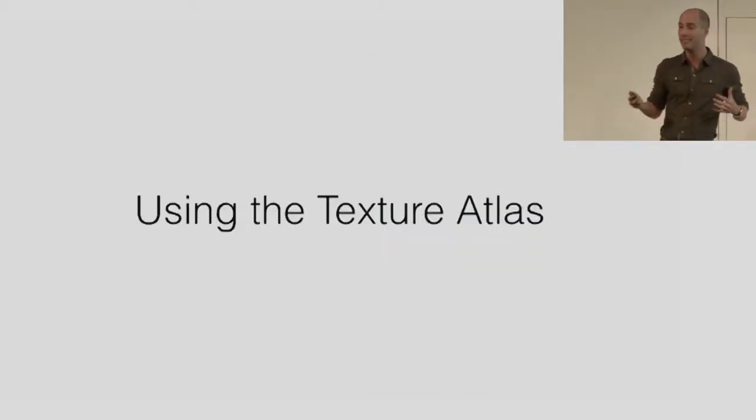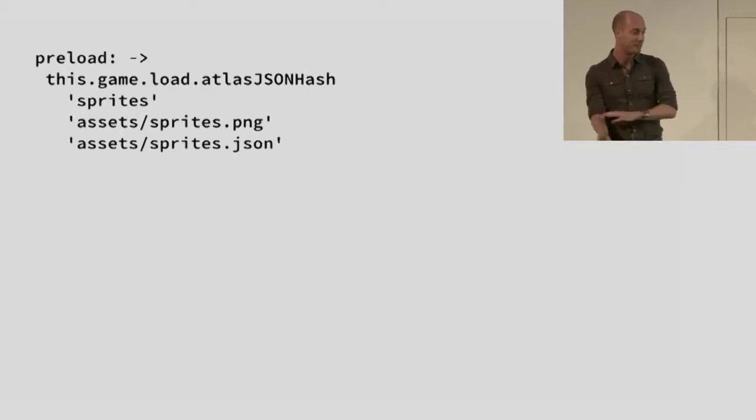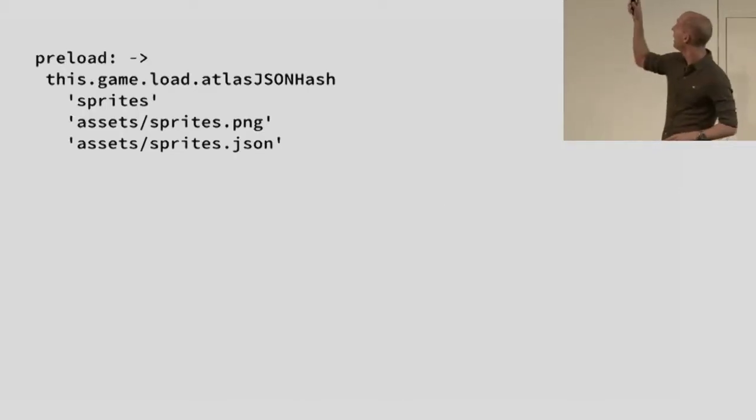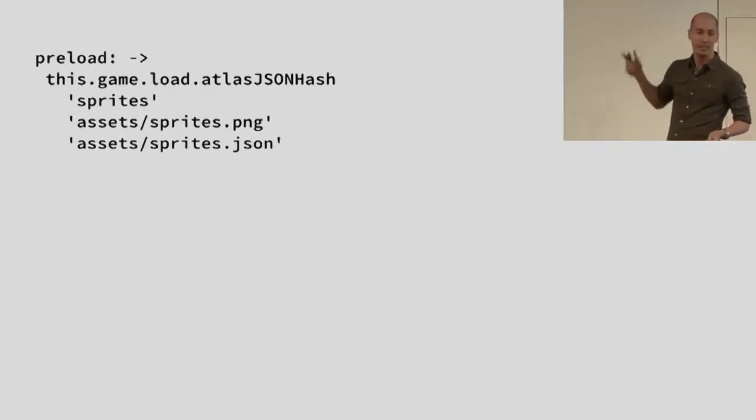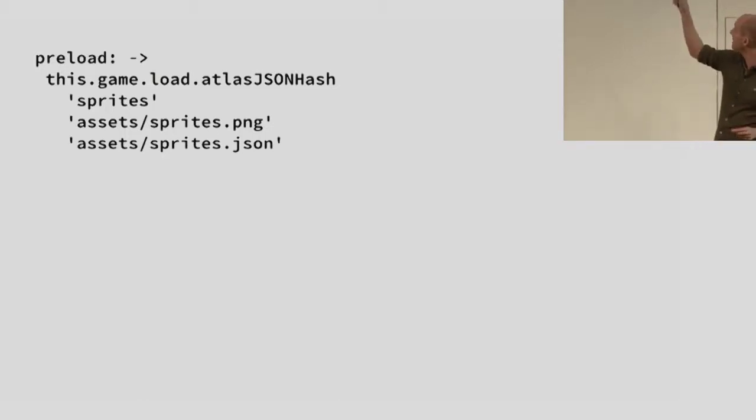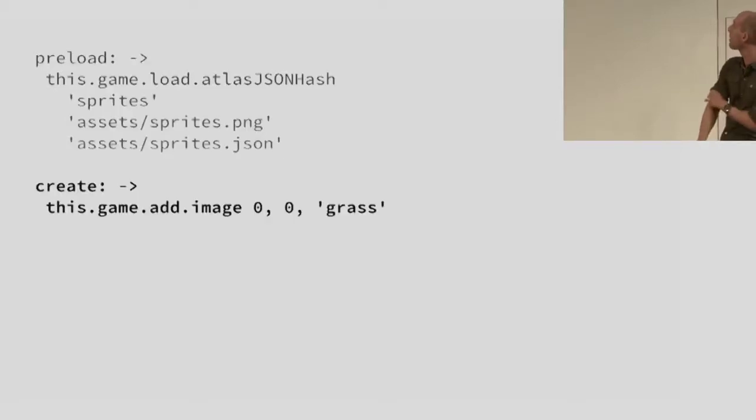So how do we use that in Phaser? It's actually ridiculously easy. In our preload, we're going to load a texture atlas, using the JSON hash. We'll call it sprites. That name is important, because it's what we're going to use to load individual things from that atlas later. And that's where you find the image, and that's where you find the JSON manifest file for it, in my example case anyway.